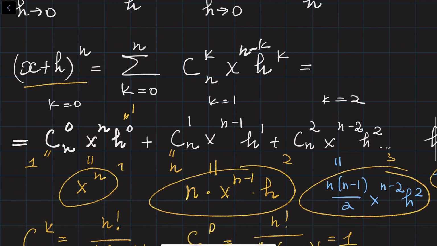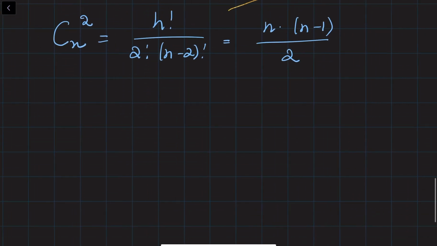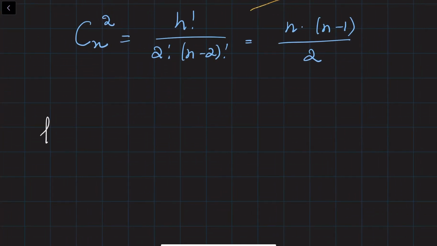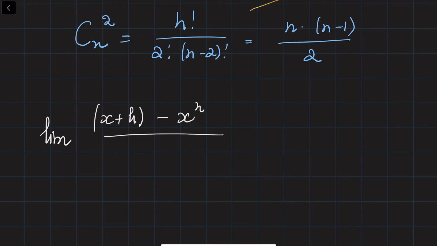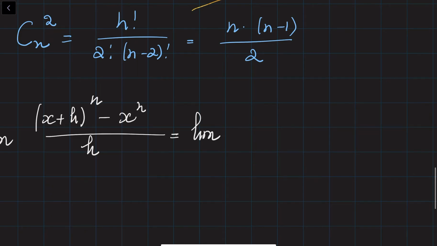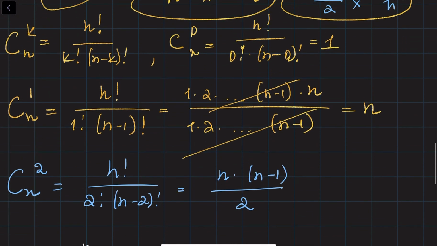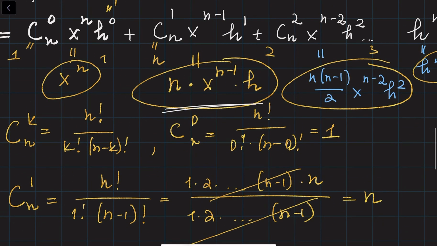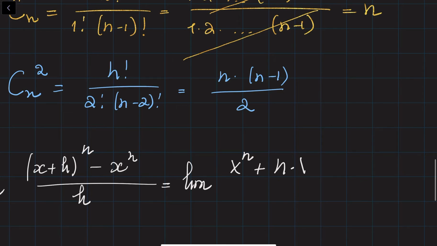Okay, so let me substitute all of these things here. So this is going to be the limit of (x plus h) to the power of n, not in the square, in the power of n, minus x to the power of n, divided by h. So I'm going to substitute the first three terms. So (x plus h) to the power of n was x to the power of n, right? Plus the second term, which is n times x to the power of n minus 1 times h.